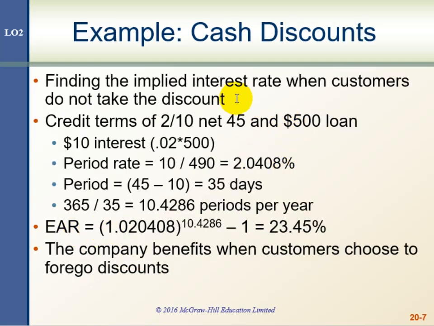So what is the interest rate that they're earning? Well, it means that they're getting $10 of interest. They're saving $10 of interest. If they pay now, they pay $490. If they pay 35 days from now, they pay $500. So that's the $10 interest period, or interest payment.